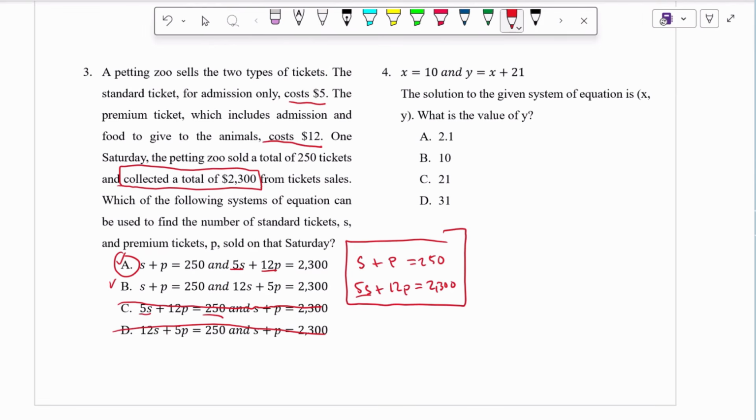Number 4, kind of a weak systems of equations. The solution to the given system is x and y, what is the value of y? If x is equal to 10, I can substitute it. Substitution method in a system. This becomes 10 plus 21, which is going to give me 31. Y is equal to 31. Answer choice D. Kind of straightforward.